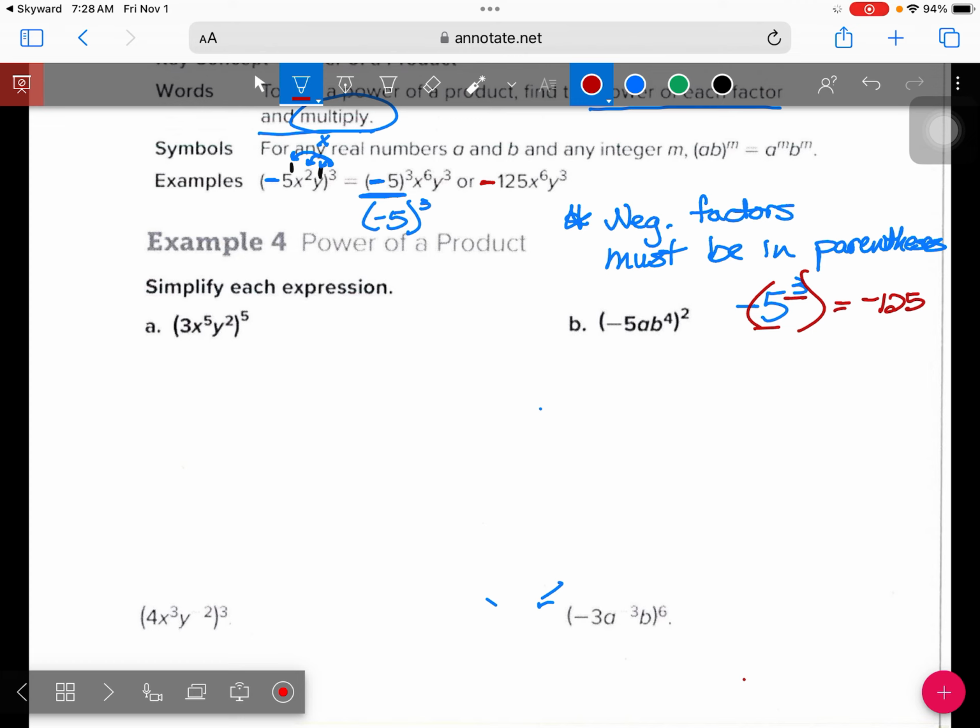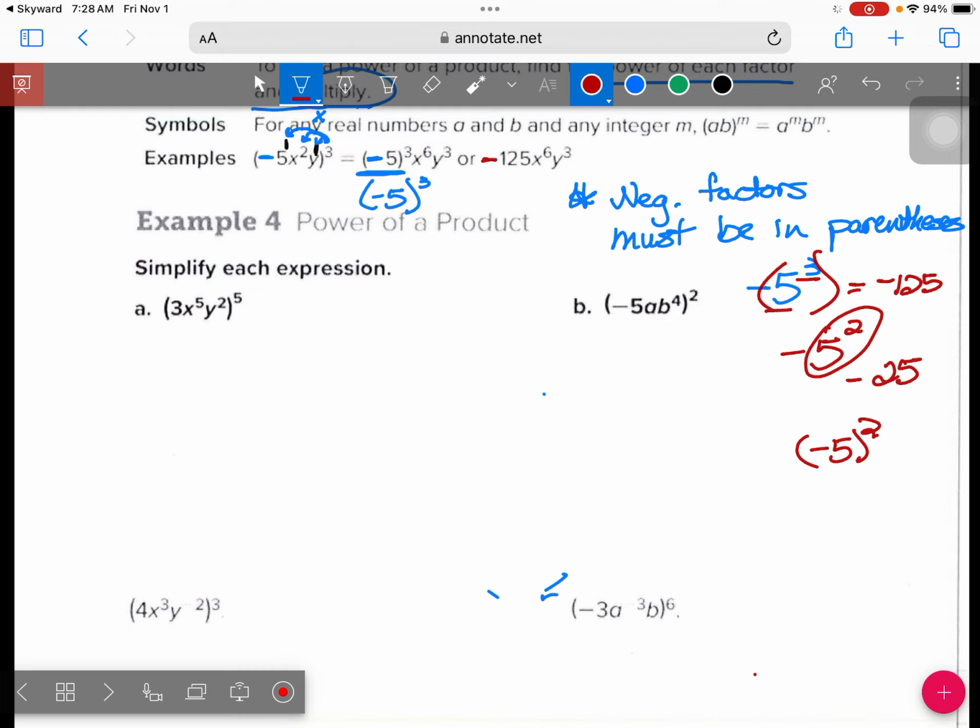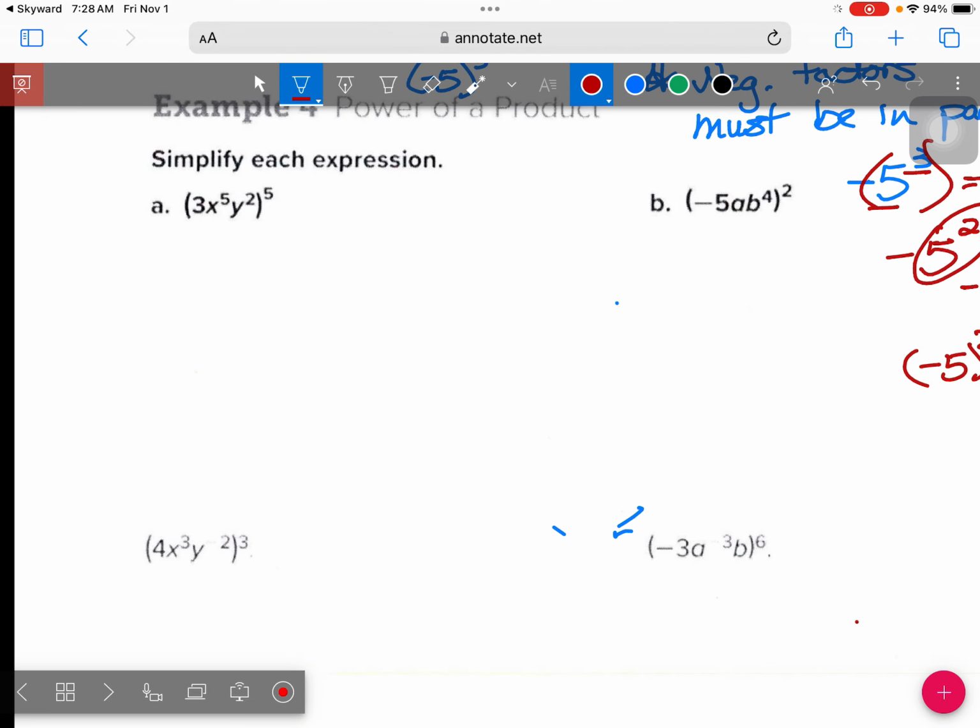But sometimes, if I say negative 5 squared, your calculator is going to say 5 squared, which is 25, and then it's going to say times a negative 1 is negative 25. But if you really are looking at negative 5 squared, we know negative 5 times negative 5 would give us a positive. So please put any negative factors in with parentheses, okay? All right, so here, let's go down to this example.